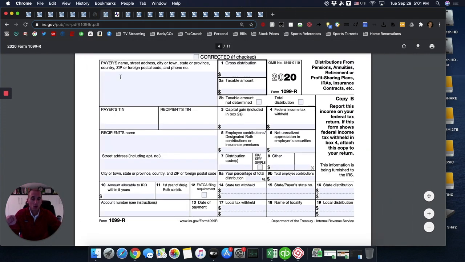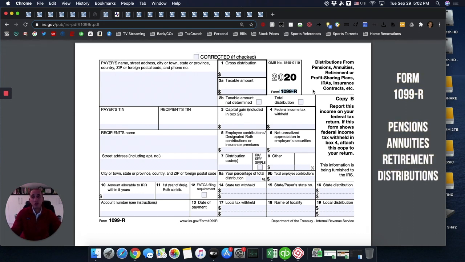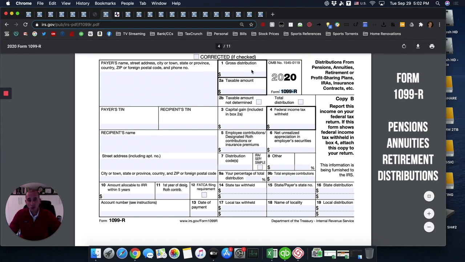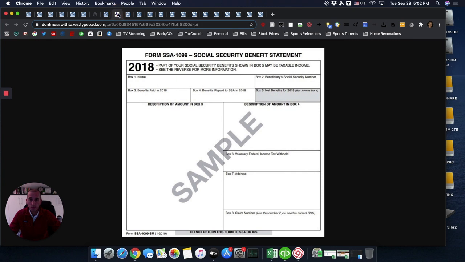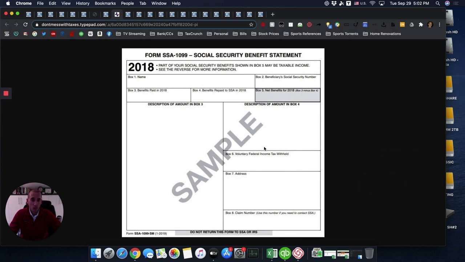Next, we'll jump to the 1099-R form. If you receive pensions or annuities, or if you distributed money from a retirement account, this is the form that you're going to receive. It's going to show the distribution, how much of it is taxable, and how much income tax was withheld. If you received Social Security benefits, you're going to receive the SSA-1099 form, which is going to show your benefits here, and then also if you had any tax withheld.